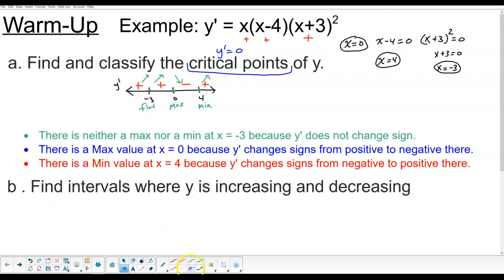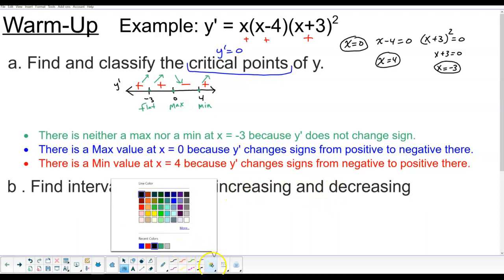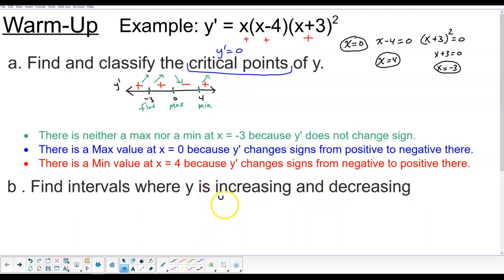I could also ask you to identify intervals where y is increasing and decreasing. Let's think about what that means. If the function y is increasing, we know that its derivative has to be greater than 0. And for decreasing, we know that its derivative has to be less than 0. Well, the sign chart already tells us the intervals where we're increasing and decreasing, so we can write those down.